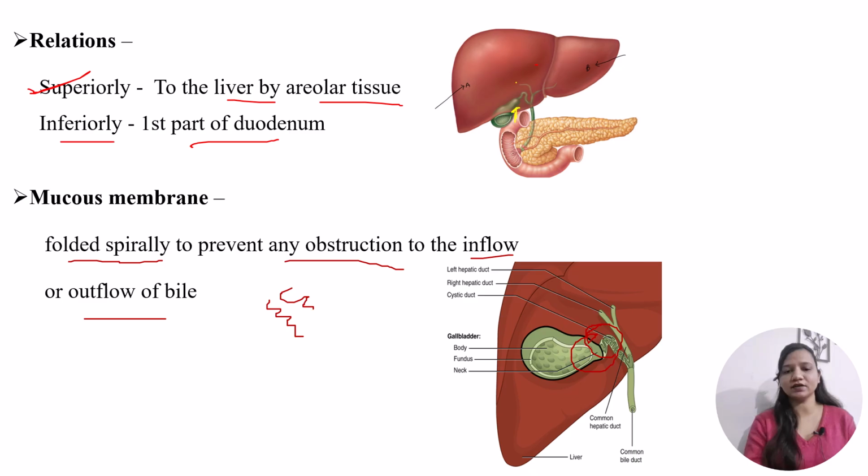It has folds like this. So what this fold does, it prevents the obstruction to the inflow and outflow of the bile. There is no obstruction in the inflow and outflow of the bile because of the spiral folds of the mucous membrane.